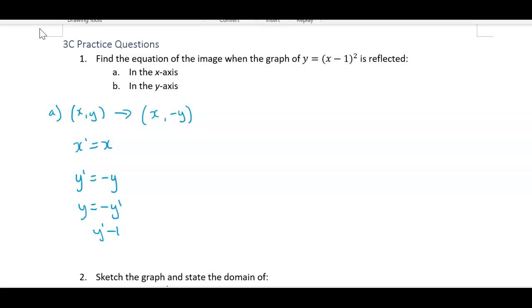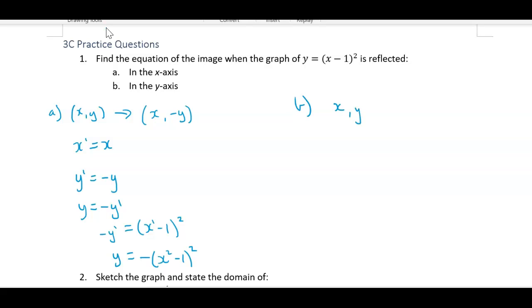Okay, so y dash equals, and then (x dash minus 1) squared. Why did I write minus 1? Sorry, I'm getting distracted. Okay, so negative y dash, not y minus 1. So we want to get y on its own, so I just need to shift that negative over to the other side. So there's your reflection in the x-axis, and we'll graph that in a second.